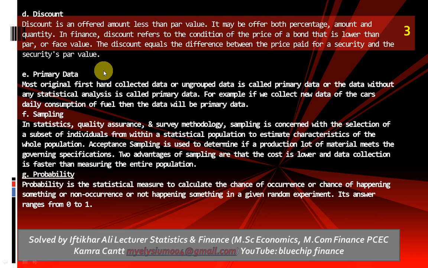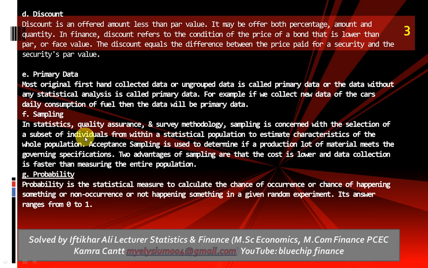The fourth one is discount. Discount is an offered amount less than par value. It may be offered as a percentage, amount and quantity. In finance, discount refers to the condition of the price of a bond that is lower than par or face value. The discount equals the difference between the price paid for a security and the security's par value. The next term is primary data: the most original, first and ungrouped data is called primary data, which has not been statistically analyzed previously.